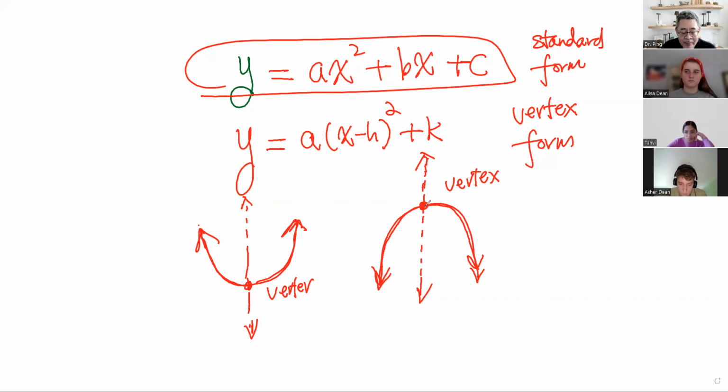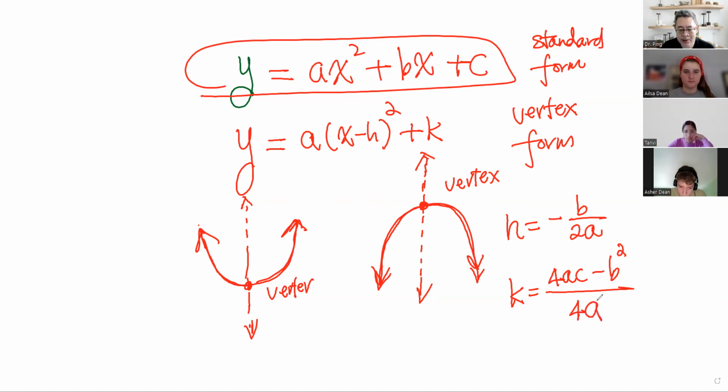And to find the vertex point, we have the vertex formula, h is equal to minus b over 2a, and k is 4ac minus b squared over 4a. So that's the vertex formula.